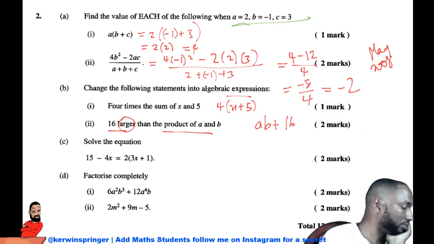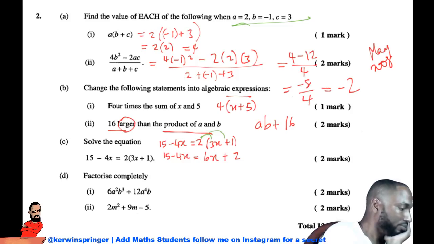Great, let's go on. So we're solving this equation now. You have 15 minus 4x is equal to 2 into 3x plus 1. This is 15 minus 4x is equal to 6x plus 2. This is the distributive law, where this is multiplied and this is multiplied. So this leaves us with, let's bring all the x's.